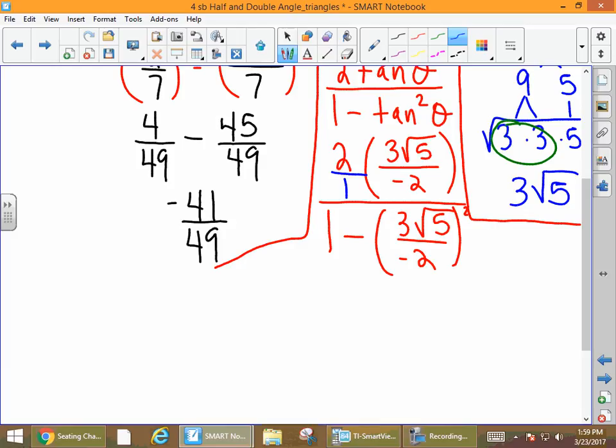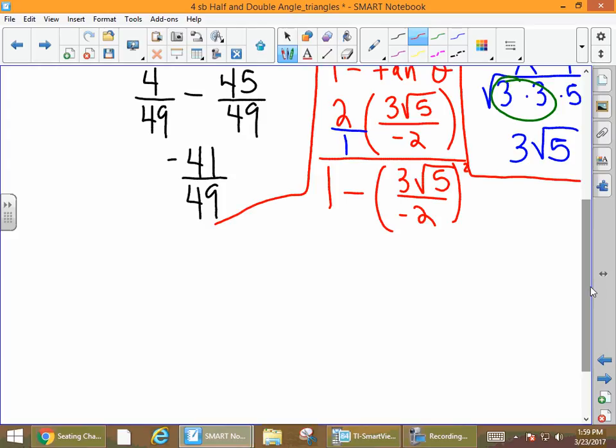But if you don't notice that, then we can multiply straight across. The numerator times the numerator, top times top, bottom times bottom. 2 times 3 is 6 radical 5. And then 1 times negative 2 is negative 2. That's what's in the top of this identity when we fill it in.